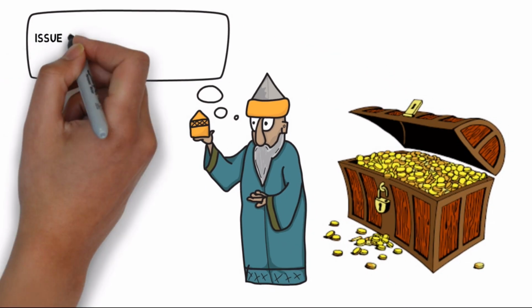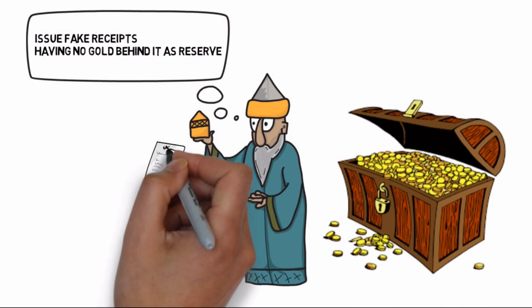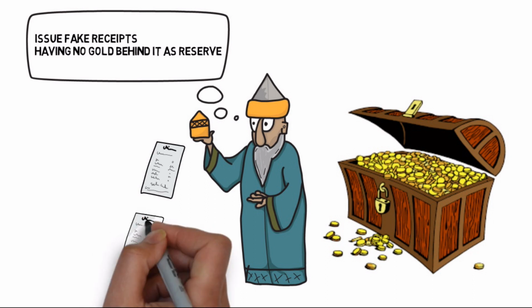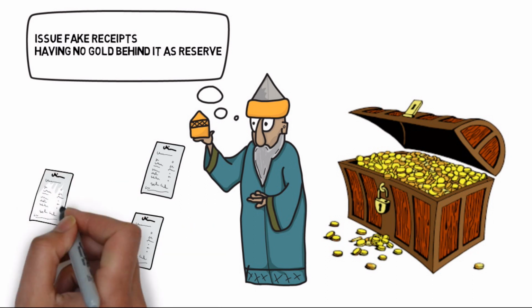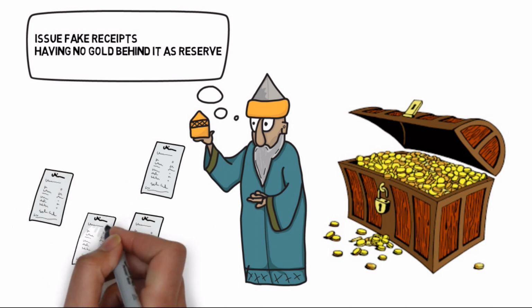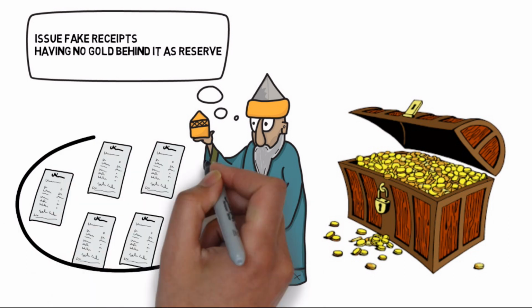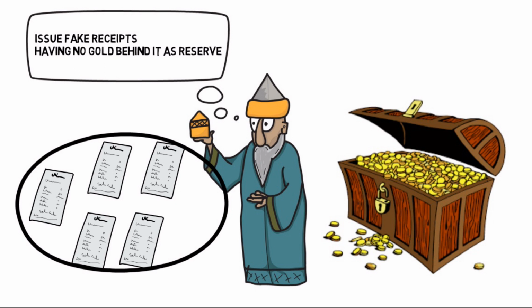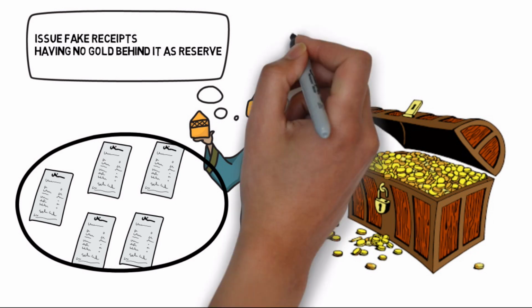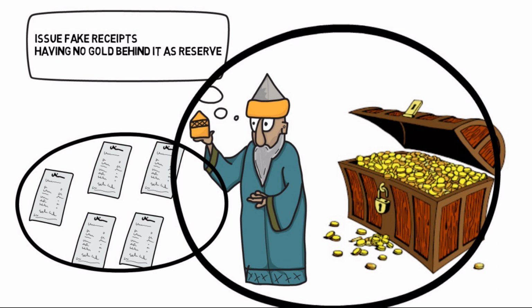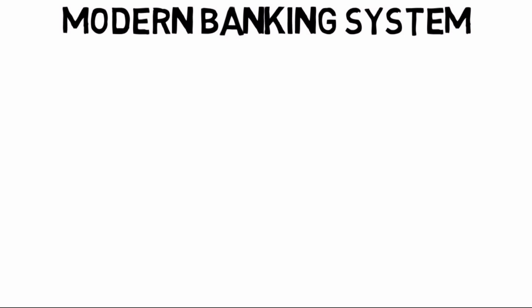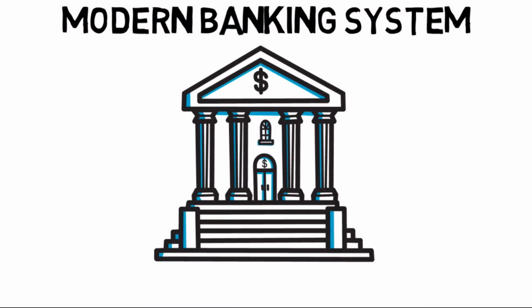After observing this, the goldsmiths found another opportunity. They started issuing fake receipts to poor people as loans, having no gold as reserve against those receipts, and they charged interest as well. That receipt was the first currency, and the goldsmith who offered such services was the first bank in the world. The modern banking system is working on the same procedure.